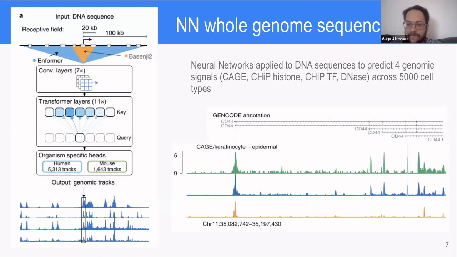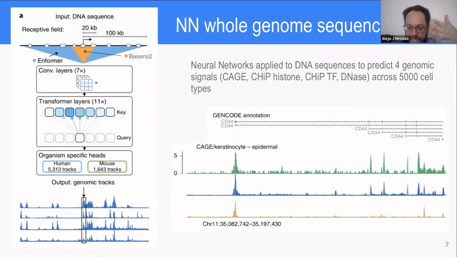And then for each one of these cell lines, what the neural network was trained to do is to predict the value of a number of genomic signals. In summary, four genomic signals. These are called CAGE, ChIP histone, ChIP transcription factor, and DNase. These signals, when they come out of the wet lab, have one value per base pair, and they look like the three tracks that you have at the bottom. So the x-axis is different locations of the genome, and the y-axis is the strength of the signal there.